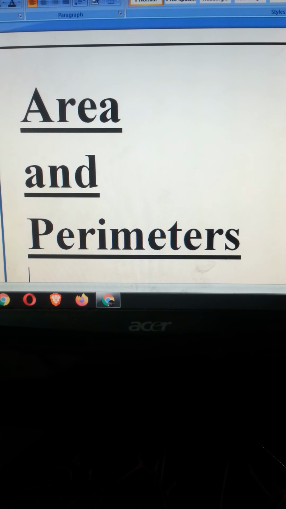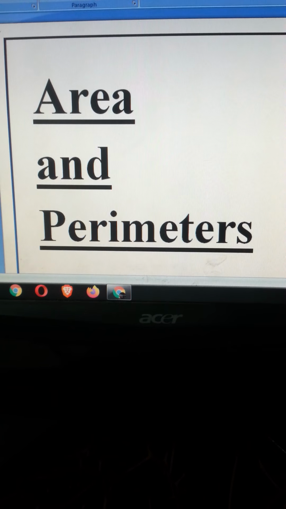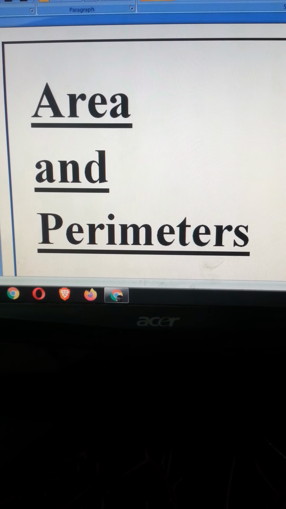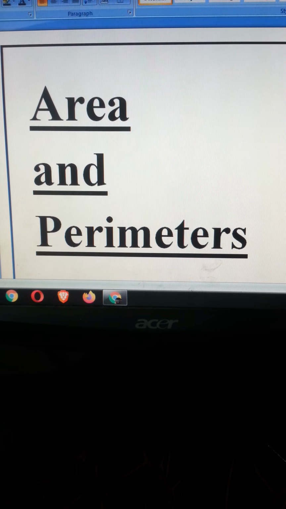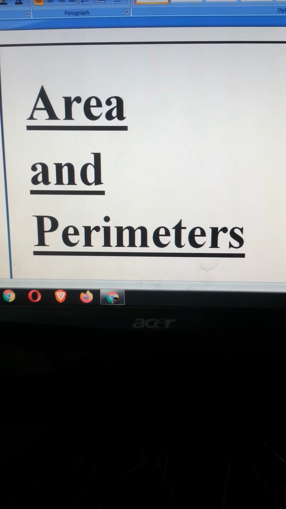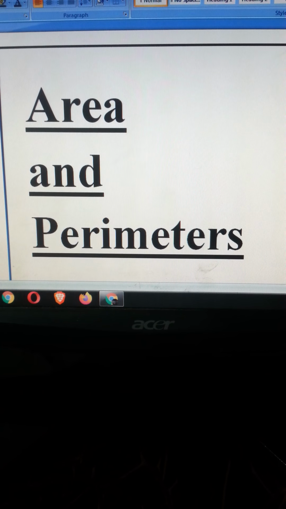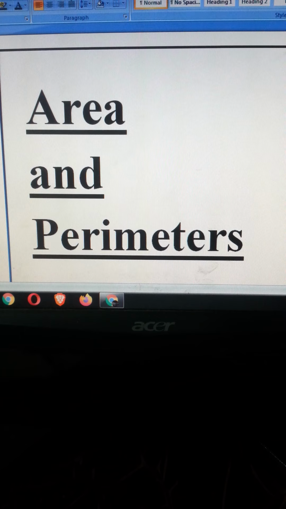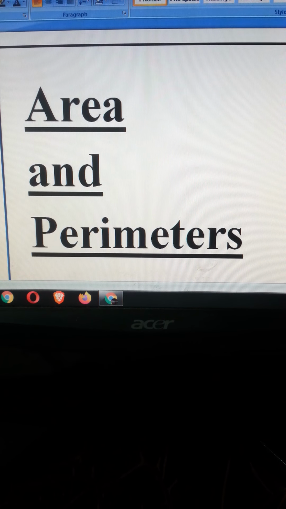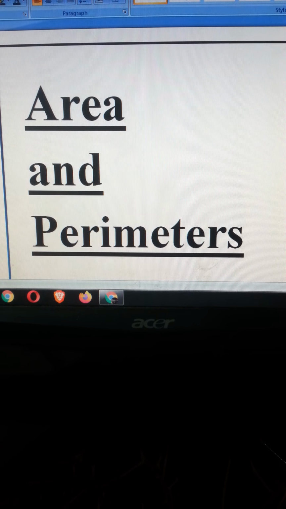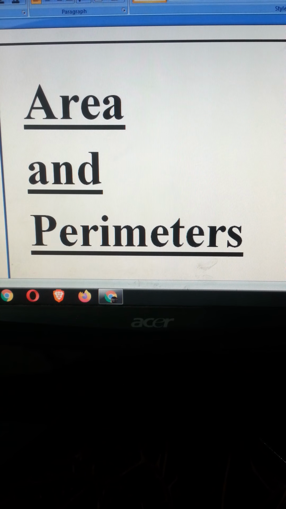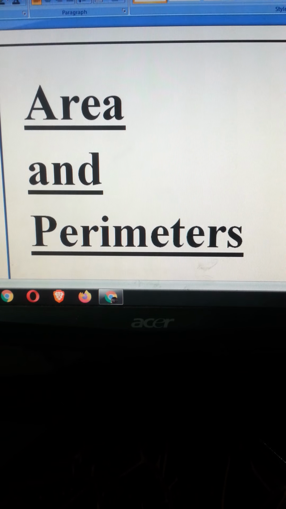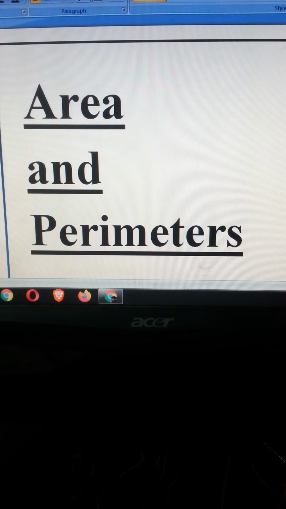So let's start. When we talk about area, we must understand that area is something, any object which has some space inside, or the square units covered within the boundary of any object or a shape is called its area. We are going to understand it further with some examples as well. You will be able to understand it more easily.